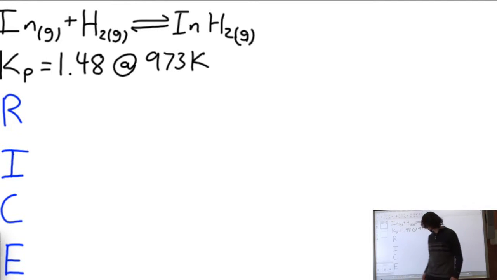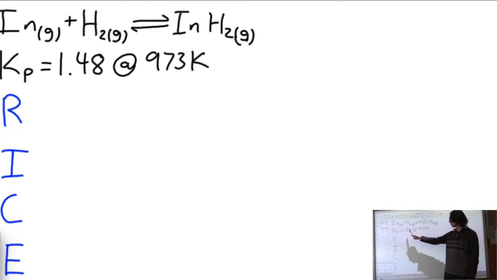This is a method of finding equilibrium concentrations and other information about equilibrium reactions. This could be acid-base, or this could be a number of other equilibriums. Here we have a gas phase equilibrium, where indium and hydrogen form a compound. We're given a Kp at a given temperature, and we're given the initial concentrations of the three of these species. So the question is asking to find the final or equilibrium concentrations of these species.